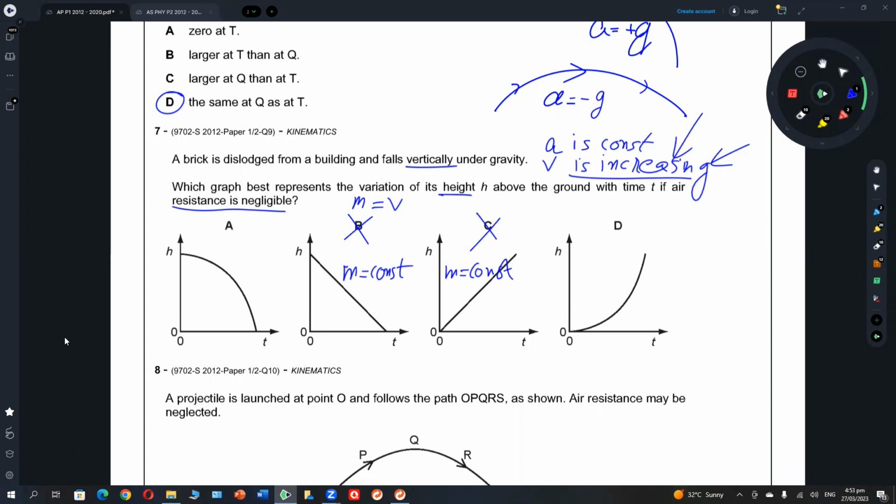D is increasing. Do you know, interestingly, A is also increasing. They both are increasing gradient. Both graphs are getting steep. Remember this word: gradient increasing means the graph will be getting steeper. So A is getting steeper and D is also getting steeper.